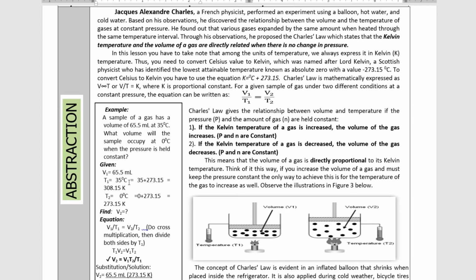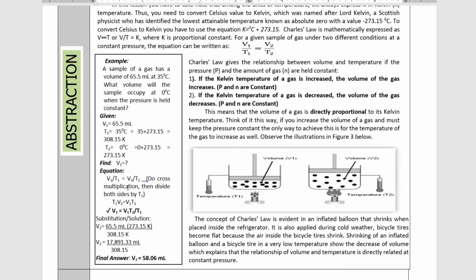Now take note, as we mentioned earlier, that the temperature must be converted to absolute temperature by simply adding 273.15, that is constant, to degrees Celsius. So 35 degrees Celsius plus 273.15 is equal to 308.15 Kelvin. And that is now ready for substitution in your equation.